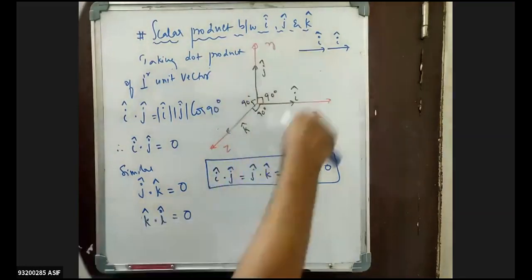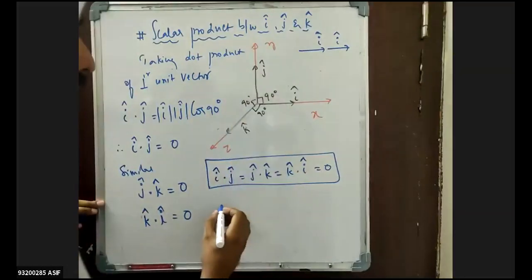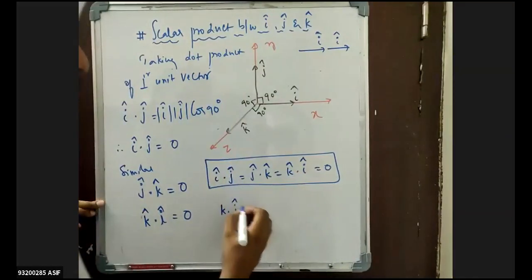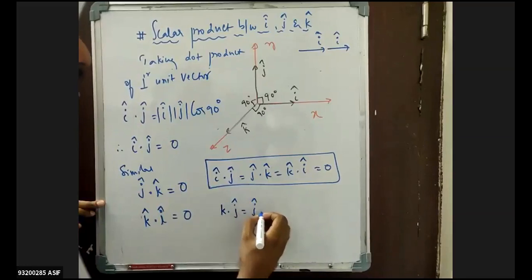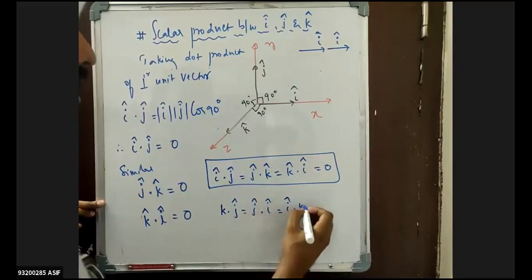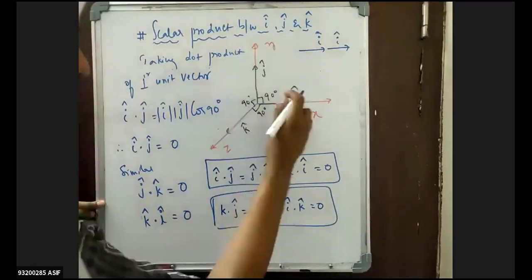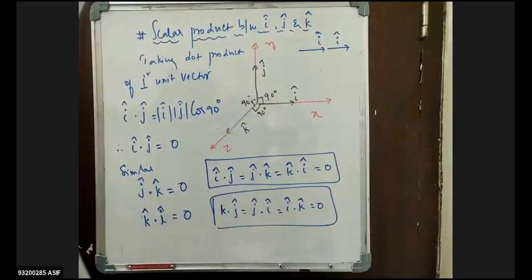Even if I take it like this, it is the same, beta. Like j cap, k cap, j cap, i cap, and i cap dot k cap, this is also equal to how much? 0. Whether you go like this or come like this, the angle between them is always 90. So the dot product of two perpendicular unit vectors will always be equal to 0. This plays a very important role in the coming chapters, beta.